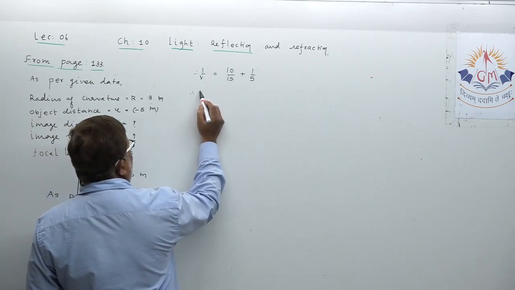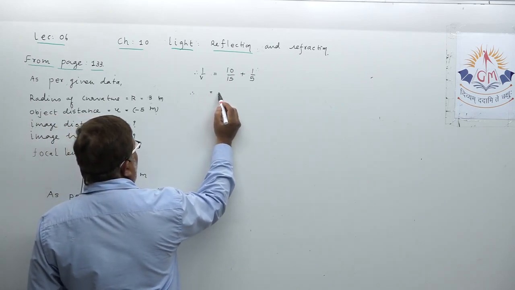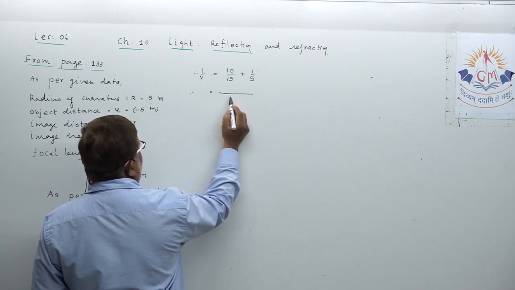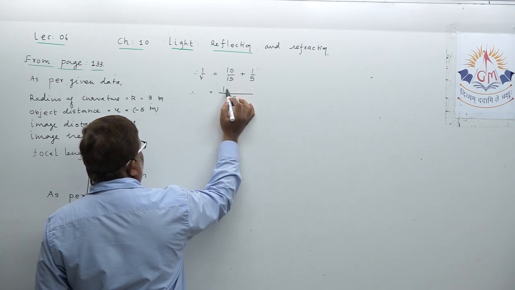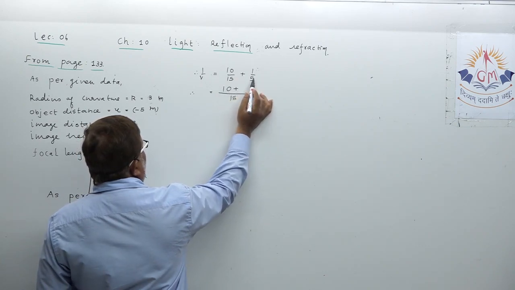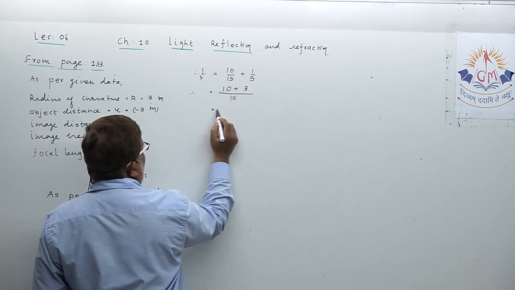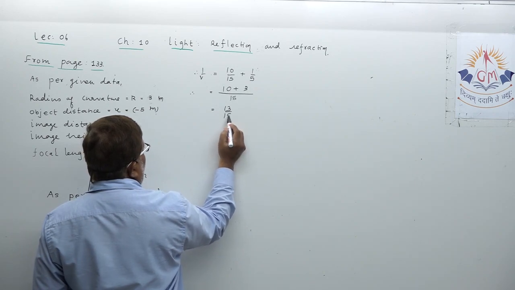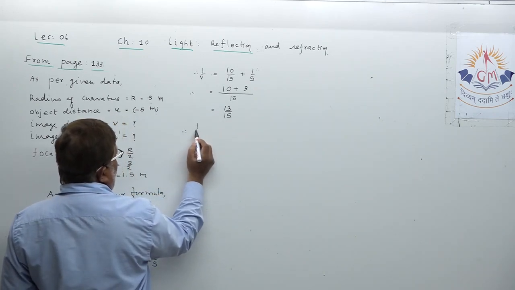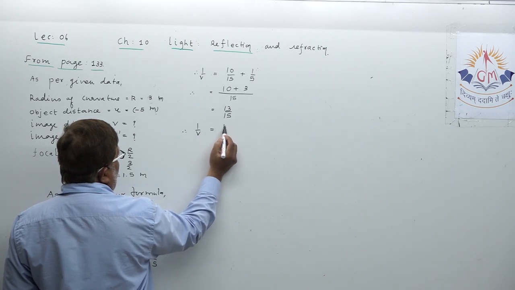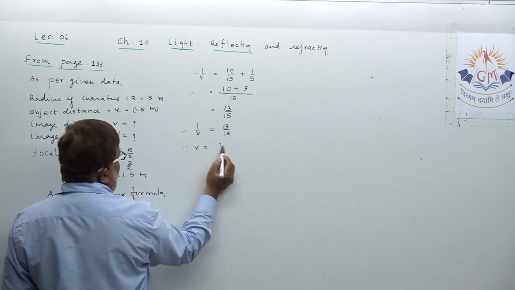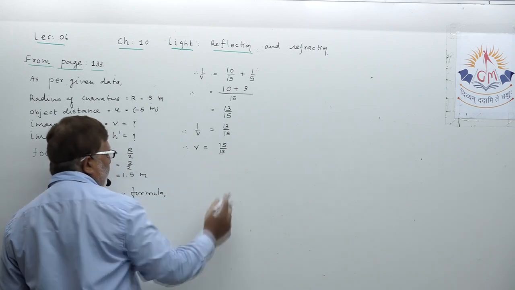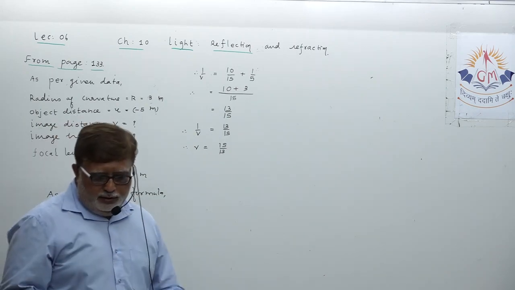Let us take LCM now. What is the LCM of 15 and 5? 15 1 ja, so 1 10 ja 10. 5 3 ja, so we got 13 upon 15. Because 1 upon v equal to 13 upon 15, v equal to 15 upon 13, just you do the cancellation.